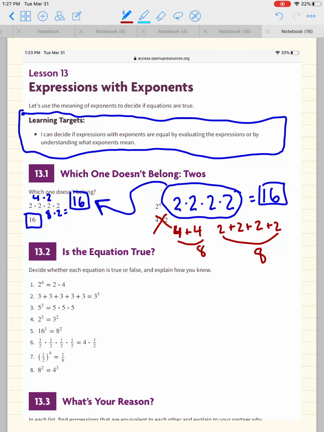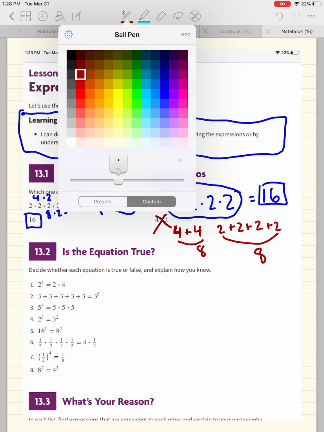Okay, so remember that the exponent in the little corner means to multiply it by itself that many times. It does not mean to add it. All right, let's look at 13.2. Is the equation true?